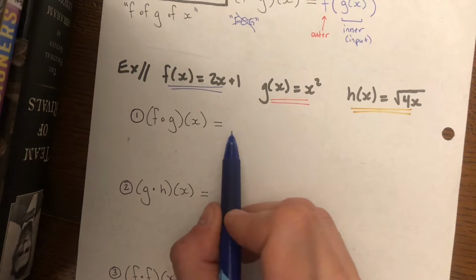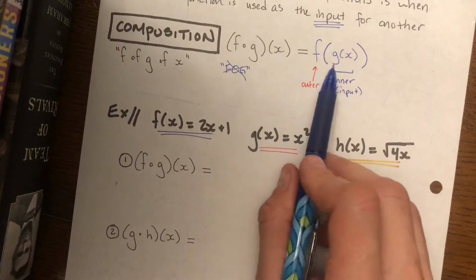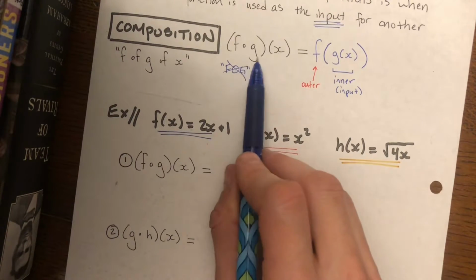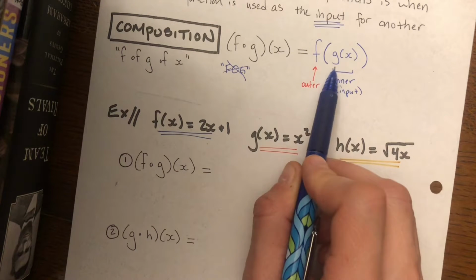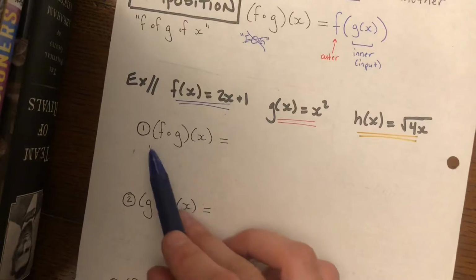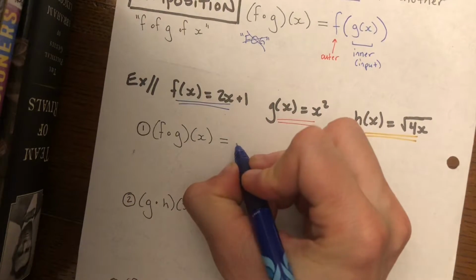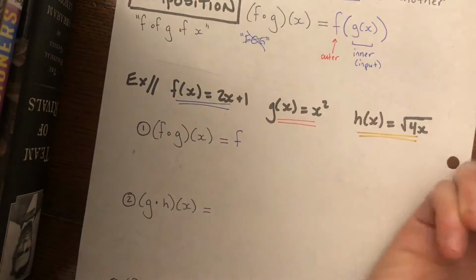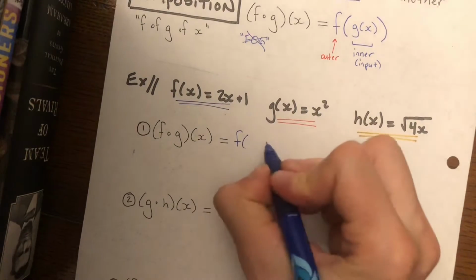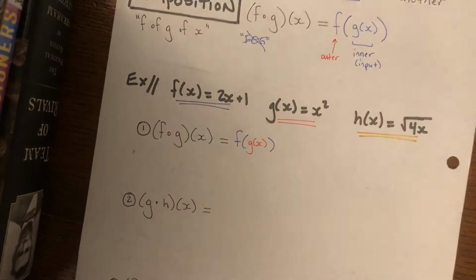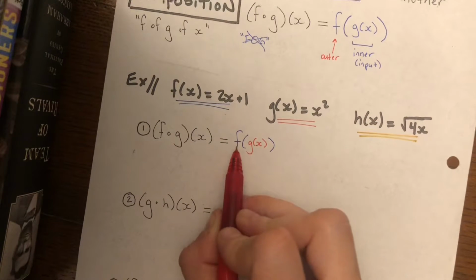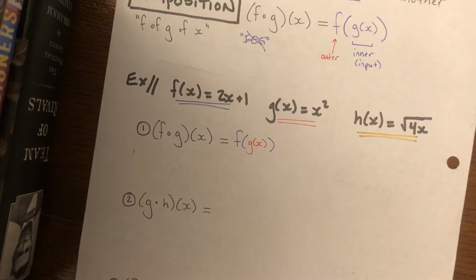And I'm going to start by writing out exactly what this is in function notation. So moving from my fancy function notation to my input-output notation. So I'm going to start with f of g of x. I know f is my outer function. And my inner function is g of x. So f is my outer function and g of x is my inner function.